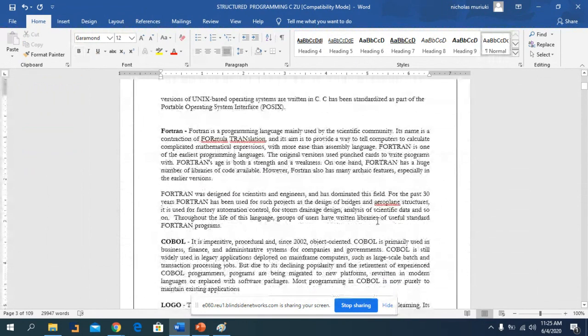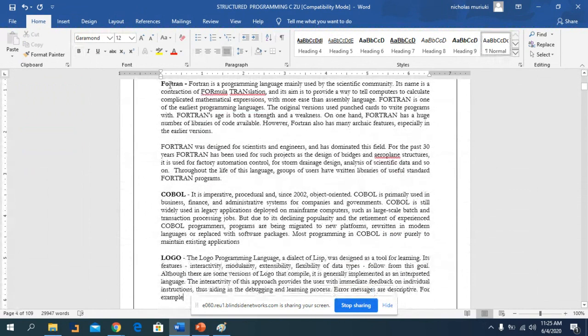The other structured programming language we have is Fortran. Fortran means formula translation, mostly used for scientific and construction purposes, which can tell a user how to calculate mathematical expressions that are supposed to be used. Remember, it is still the one that can be used for projects such as the design of bridges and airplane structures. Fortran was designed for scientific engineers and has dominated this field. So we use these languages to design an airplane structure in a way that you can understand.